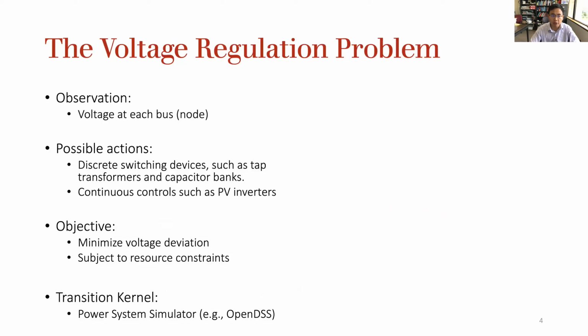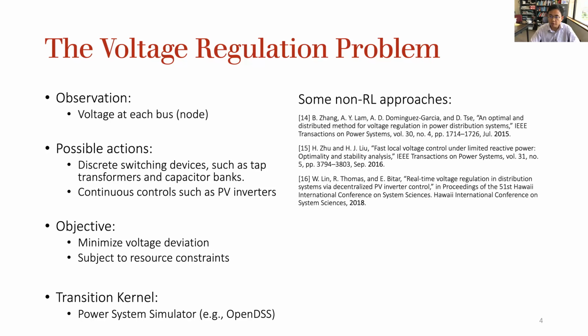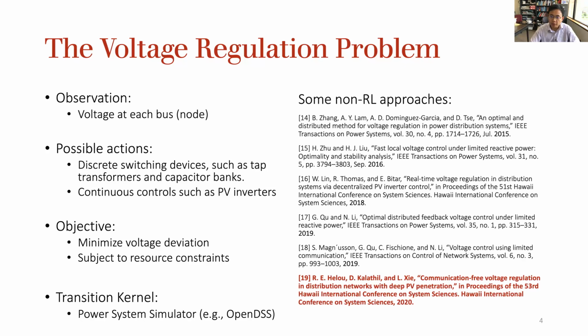Let's first start with the voltage regulation problem. This is referring to the distribution systems where you have rather limited control capabilities with a lot more nodes or buses, and the possible actions that the utility companies can perform today are really through either discrete level switching or continuous control, such as photovoltaic inverters. The goal is, of course, to minimize the voltage deviation with respect to resource constraints. And one could use a simulator such as OpenDSS to validate the performances before they deploy them into the real world.